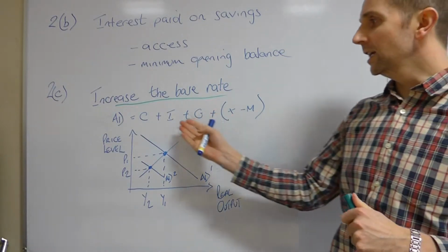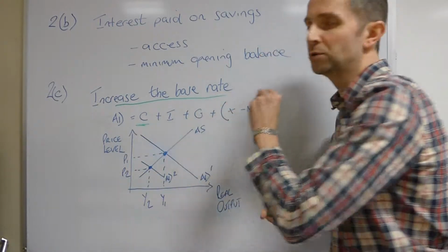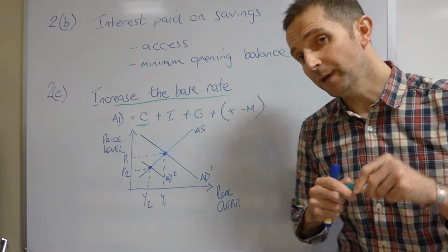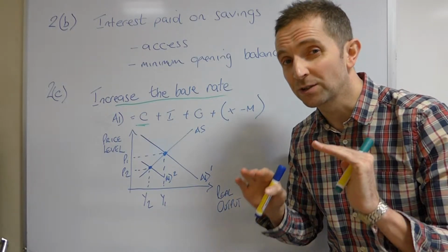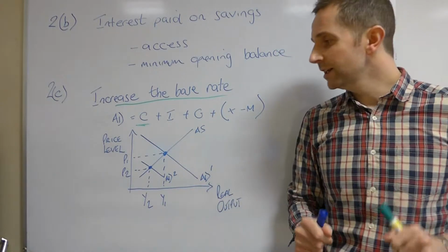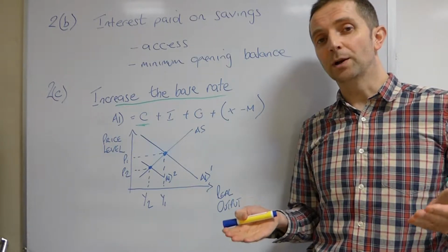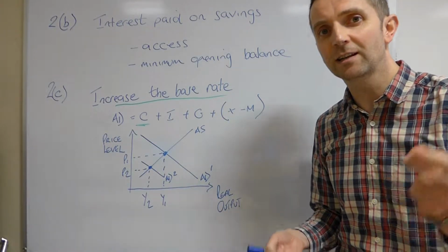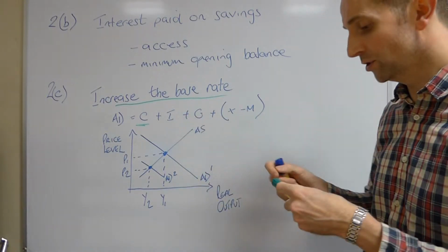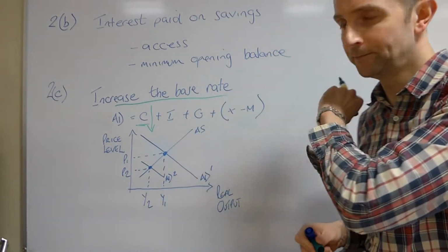So, for example, if you increase the base rate, what is likely to happen to consumption? Well, when you increase the base rate, the opportunity cost of spending goes up. And therefore, you'll find it's more attractive for people to put their money into the bank and save it. Obviously, if they're saving it, they're not spending it. So consumption ought, theoretically, to fall.